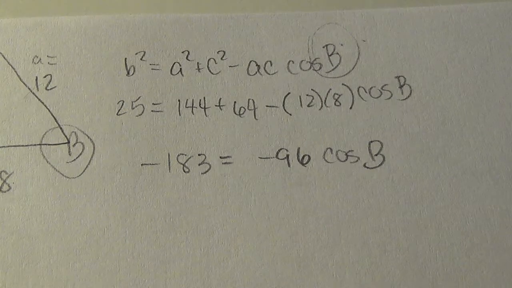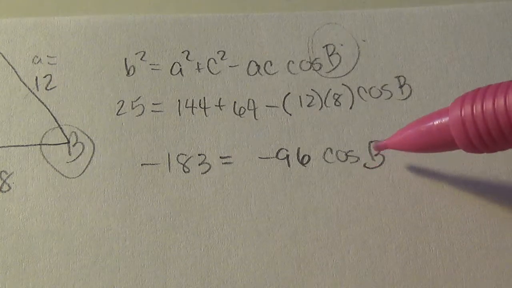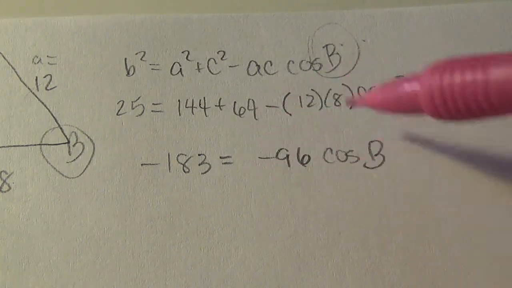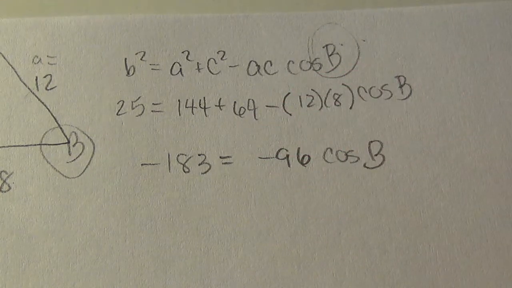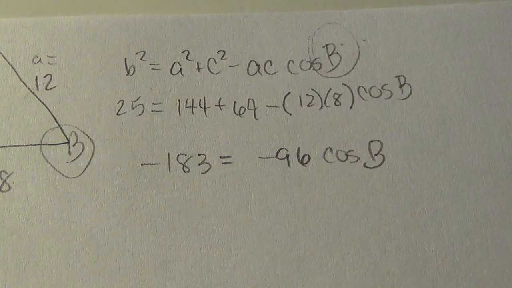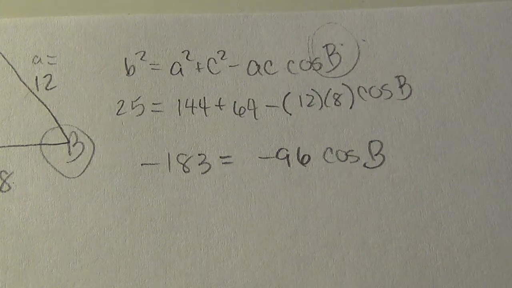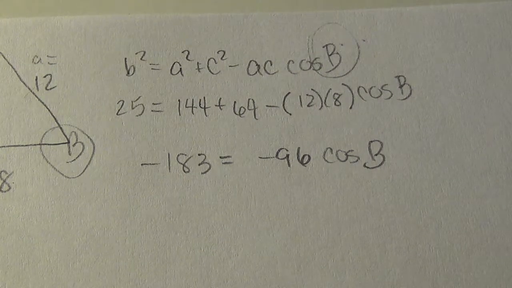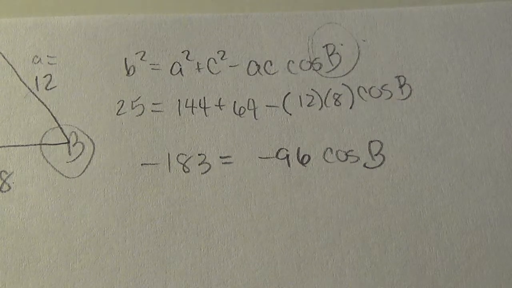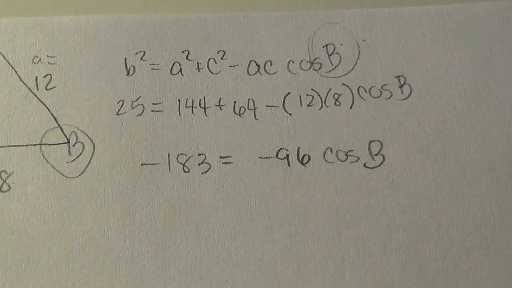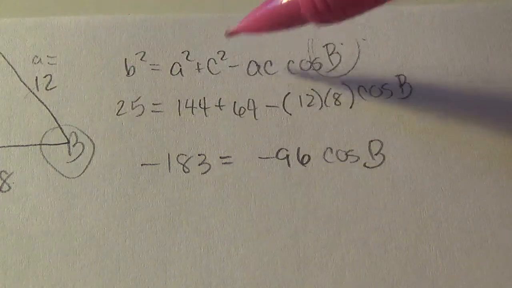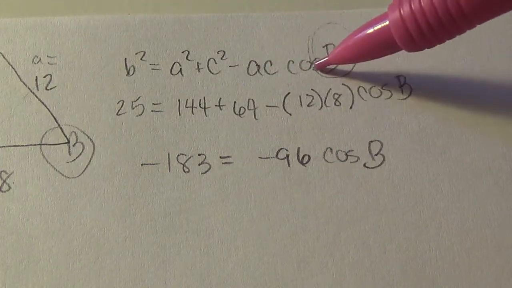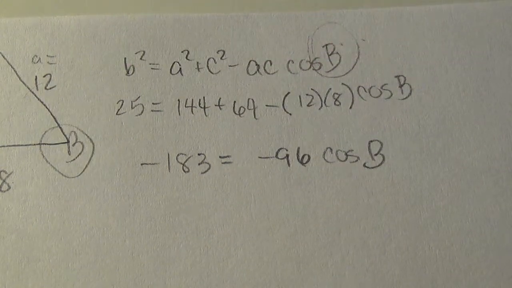Alright, because cosine has to be between negative 1 and 1, and this is going to be bigger when I divide by negative 96. Okay. I'm not seeing my mistake. Do I have the formula right? I do.